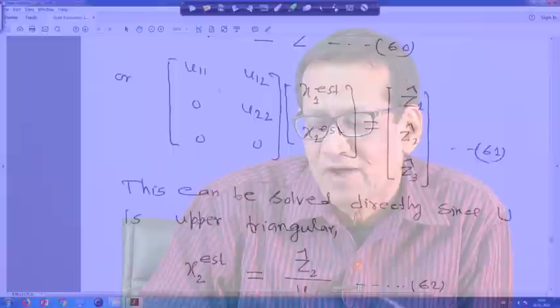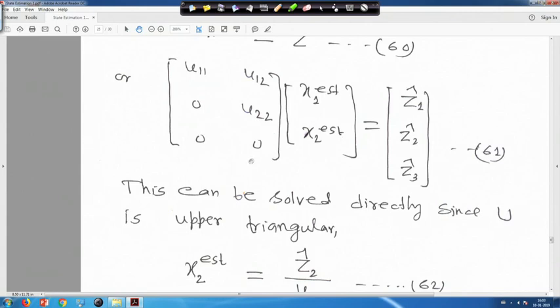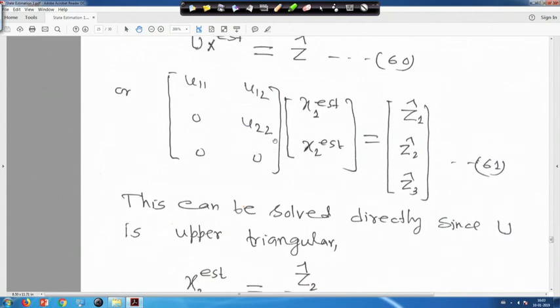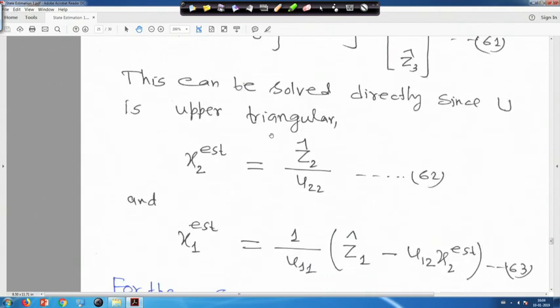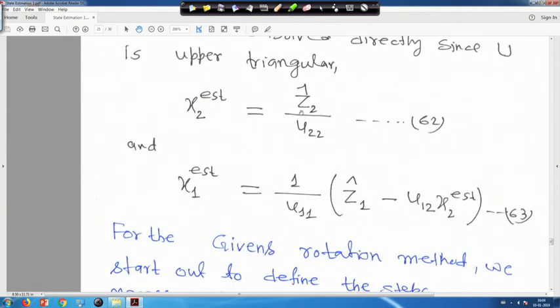Okay, so in the previous lecture we have seen that if U is upper triangular, then it can be solved directly, since U is upper triangular. So, we have seen that x2 estimated is z2 cap upon U22, and x1 estimated is equal to 1 upon U11 into z1 cap minus U12 into x2 estimated.